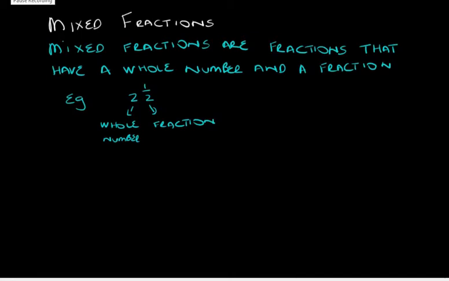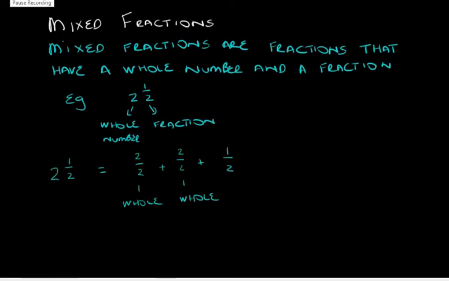However, oftentimes what will be required is that we take this mixed fraction and we need to convert it to an improper fraction. An improper fraction is a fraction where the numerator is bigger than the denominator. When would we need to do this? Oftentimes in addition, subtraction, multiplication, and division of fractions. So how would we convert 2 and a half to an improper fraction?